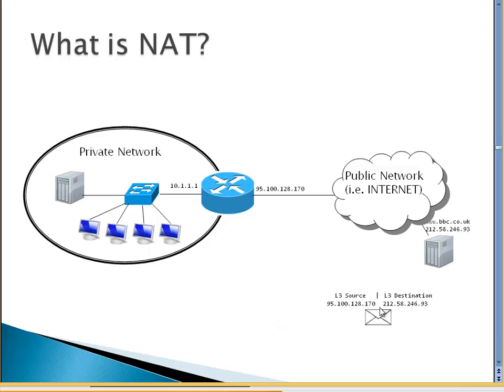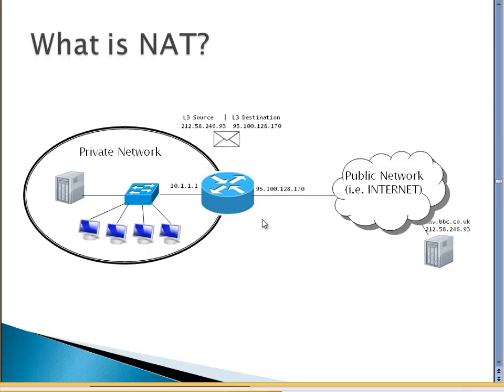Now the BBC server is going to get this packet, but it's not going to know that it's coming from some private network. All it knows is that it's coming from this address on this router, which is 95.100.128.170. So the BBC server is going to reply. It's going to put its own layer 3 source, itself, and the layer 3 destination is going to be this interface. It's going to forward the packet to the router.